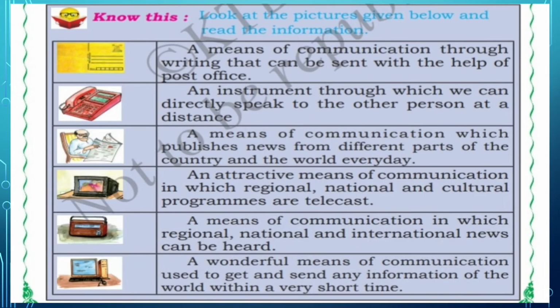The third picture is of a newspaper. A means of communication which publishes news from different parts of the country and the world every day. This is what a newspaper is. It is a means of communication which prints every day the things which have happened within the country or around the world. The important things that have happened around the world are published in the newspaper.